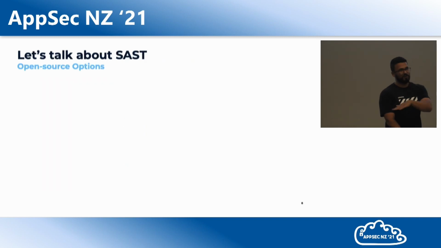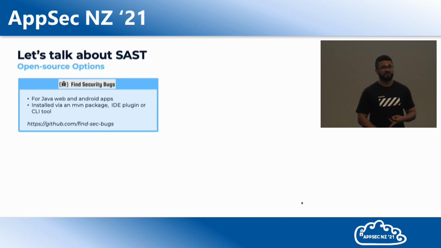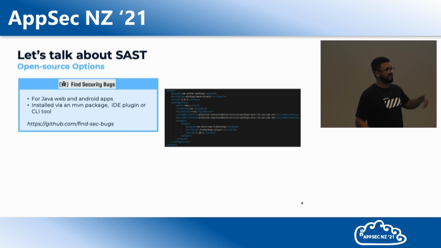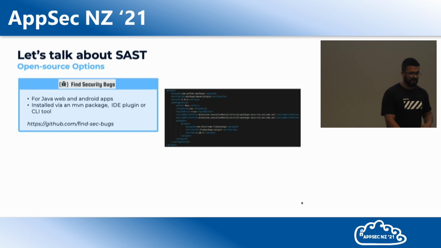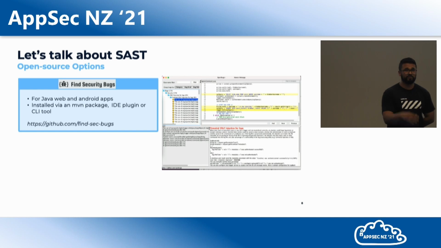So before we get into the results, I want to talk about the open source options that we have. FindSec Bugs, as I mentioned, for Java. Really easy to use, an NVM package. It has an IDE plugin, or you can just use it as a CLI tool. Here it is as an NVM package. All you need to do is basically copy and paste this into your pom.xml, copy a couple more files in, and it goes. It'll spit out this nice GUI, which lists out all of the vulnerabilities that exist in your code. It's relatively easy to set up if you've got all the prerequisites, with a little bit of an asterisk.